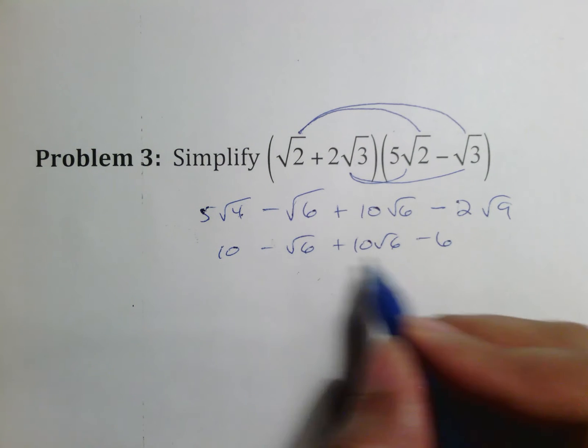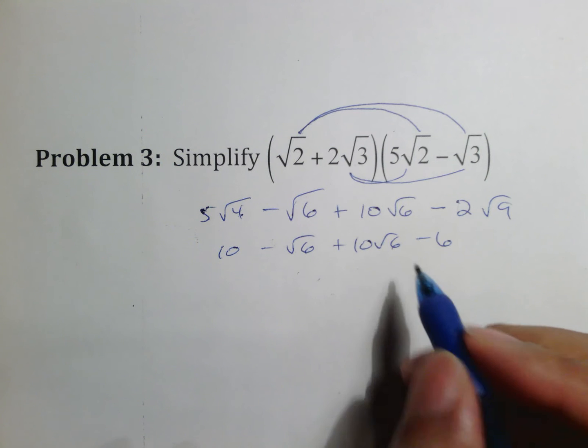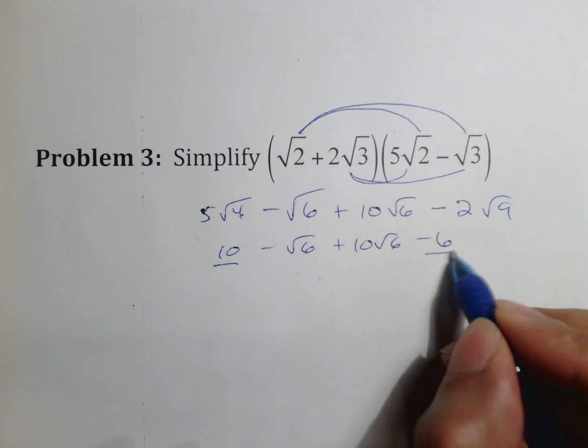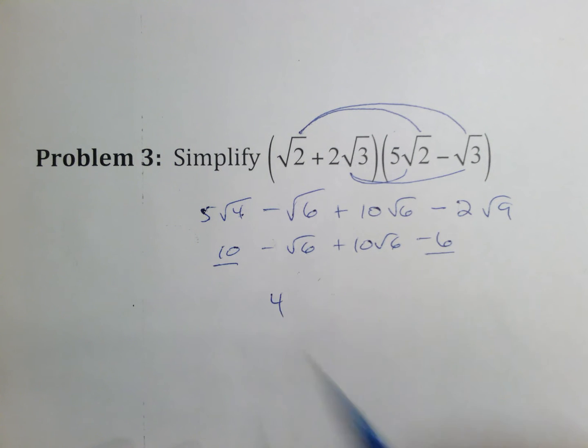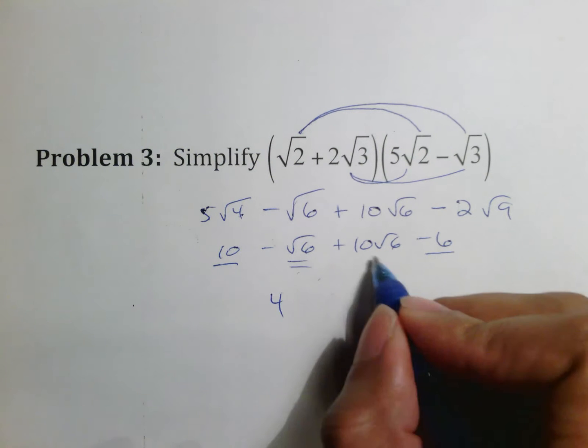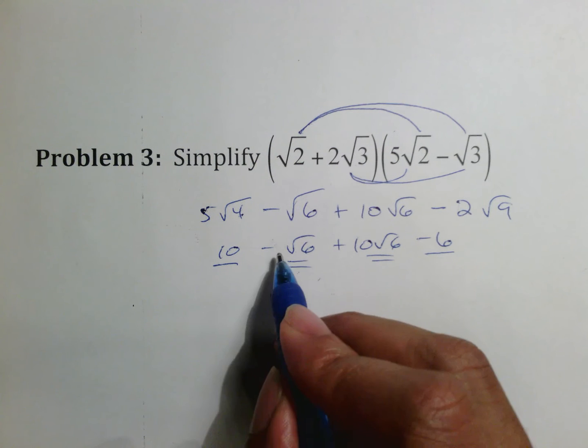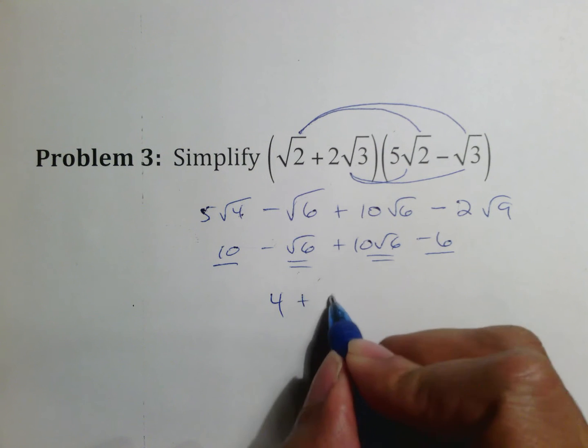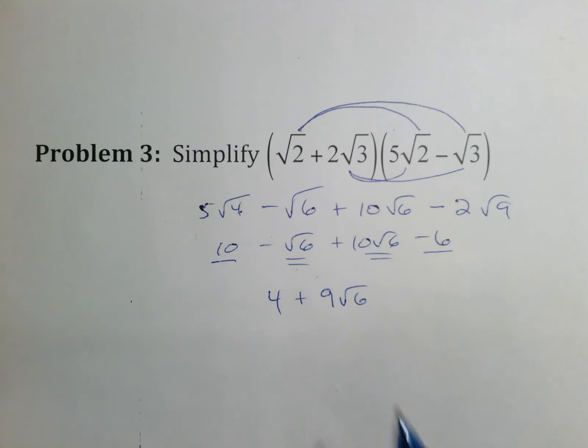The third thing we have to do is put our like terms together. Notice that after we did this, we have a whole number and a whole number. 10 minus 6 makes 4. -6, +10. That would be -1 and +10, which makes a +9 root 6. And that is as far as we can go.